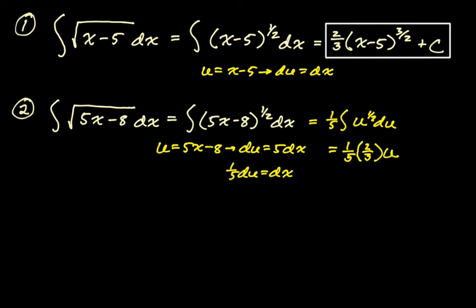And then u to the 3/2 plus c. And then we want to go back to x's, so u is 5x minus 8. Also simplify that 1/5 times 2/3, so 2 over 15, and then 5x minus 8 to the 3/2 plus c.